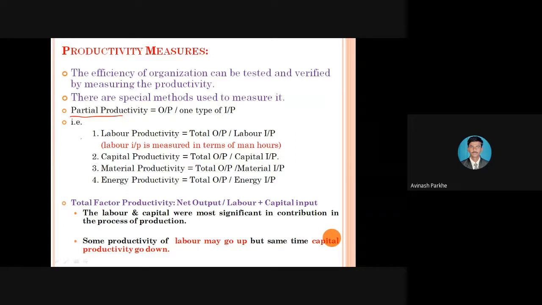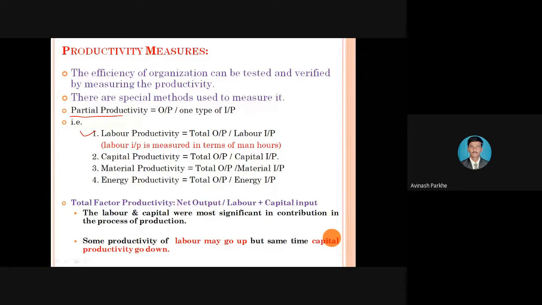First of all, if I measure labor productivity, labor productivity is equal to total output upon labor input. If I have to calculate the total output of that particular process, at that time, how much labor input is given? Labor input means the number of man hours. How many hours that worker has done the job.